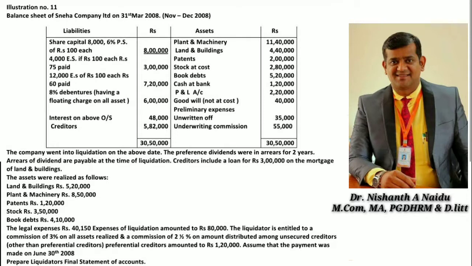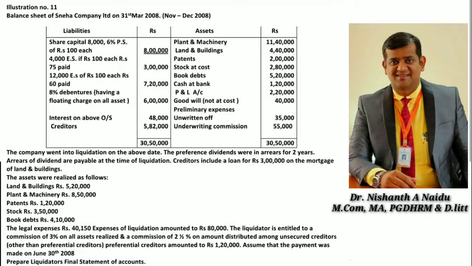Plant and machinery 11 lakh 40,000 on the asset side. Land and buildings 4 lakh 40,000. Patents 2 lakh. Stock at cost 2 lakh 80,000. Book debts 5 lakh 20,000. Cash at bank 1 lakh 20,000. P&L account 2 lakh 20,000. Goodwill at cost 40,000. Preliminary expenses written off 35,000. Underwriting commission 55,000. Both the side total 30 lakh 50,000 and 30 lakh 50,000.